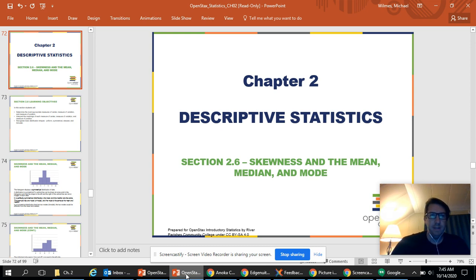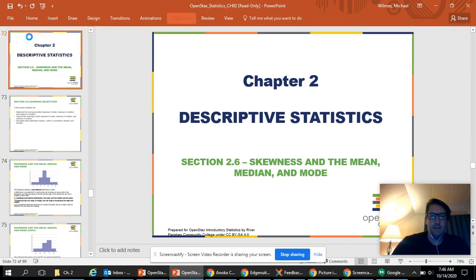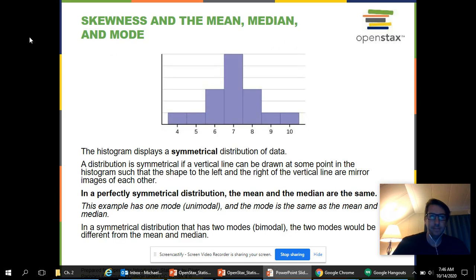Hey everybody. In this video we're going to be looking at section 2.6, skewness, and then mean, median, mode. In this section we're going to be determining what's the best, most appropriate measure of center, mean, median, mode, and then looking at different distributions: uniform, symmetrical, skewed, and bimodal.